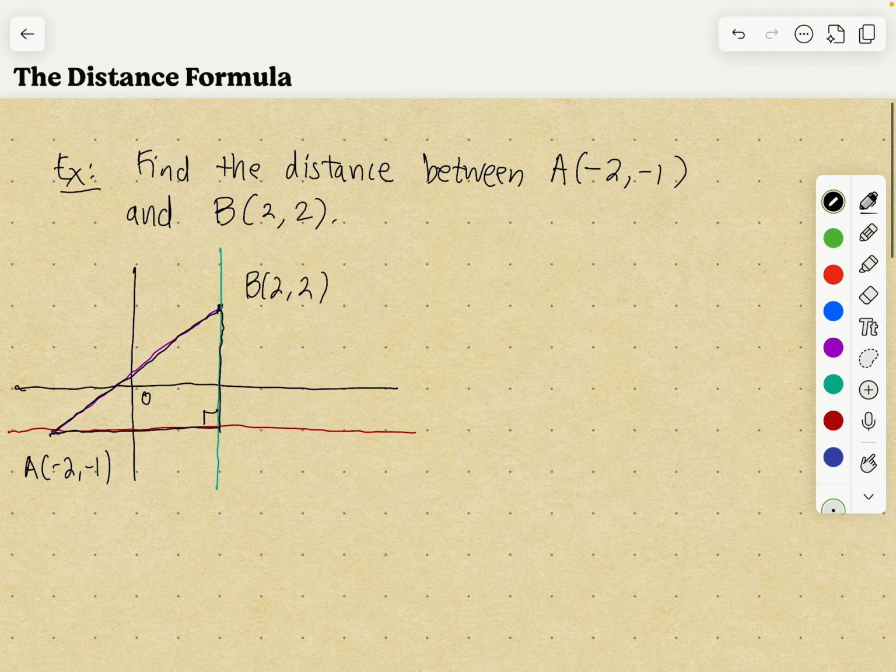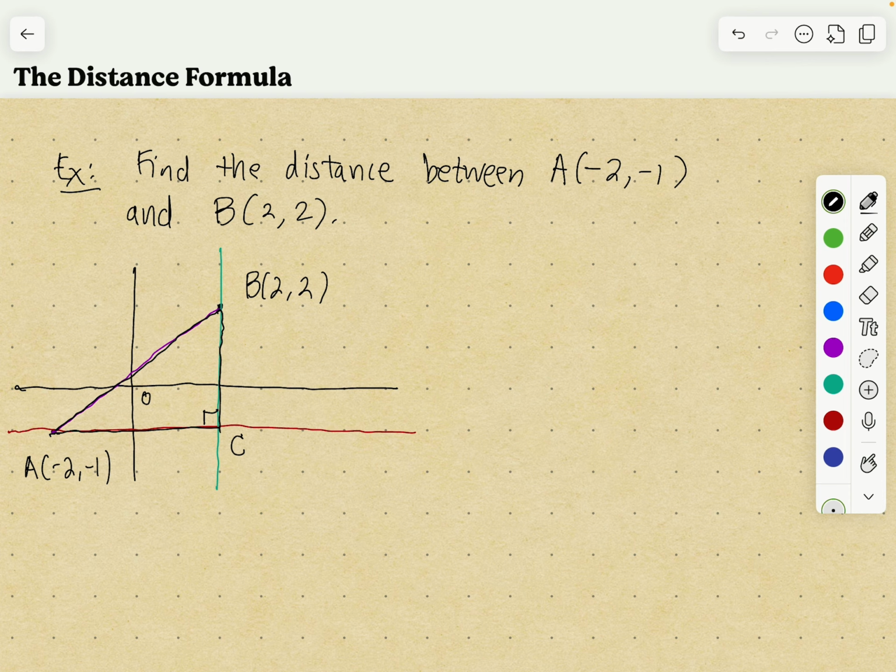Let's call the point where this horizontal and perpendicular line intersect C. Now, what are the coordinates of C? Well, to figure out what C is, I need to figure out how many units to the right and how many units up or down, right? Left or right or up and down.